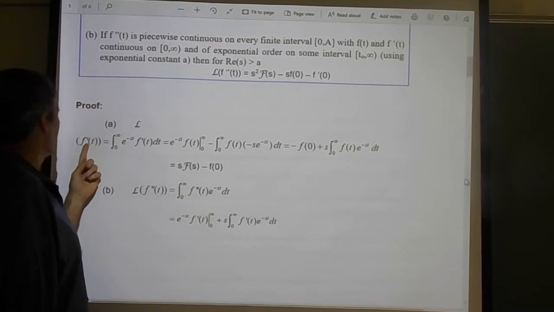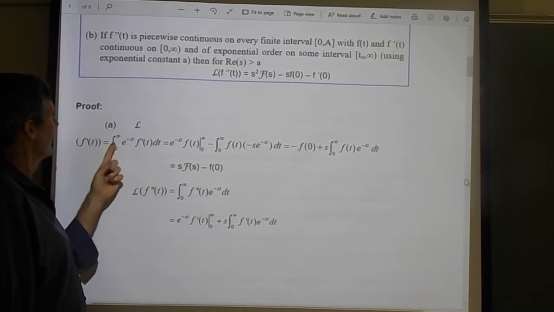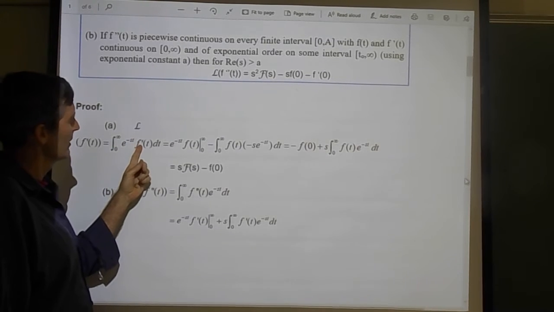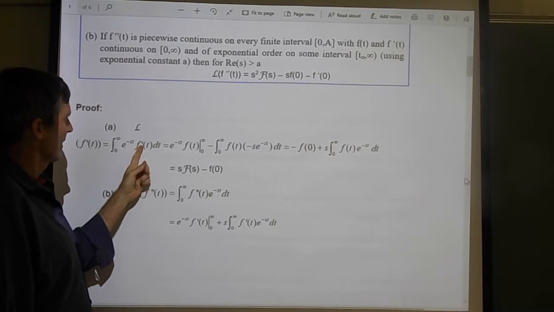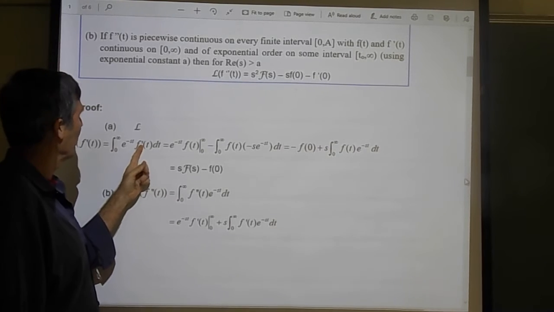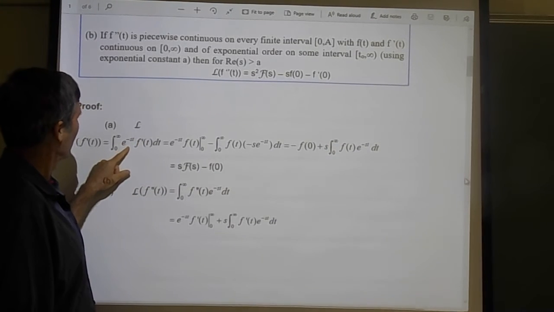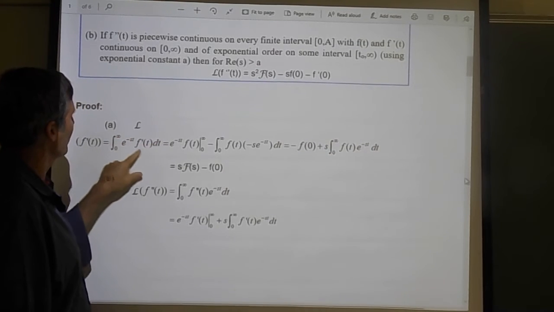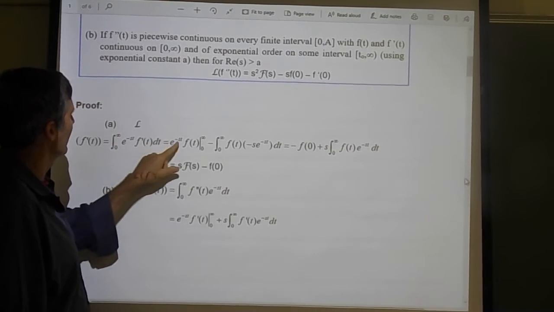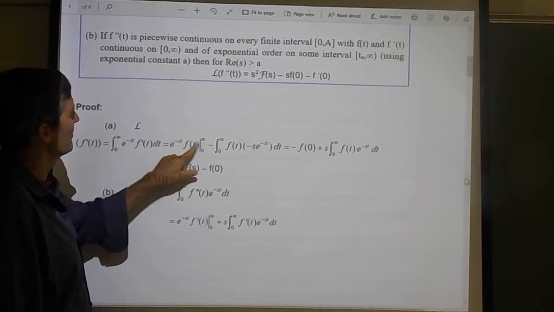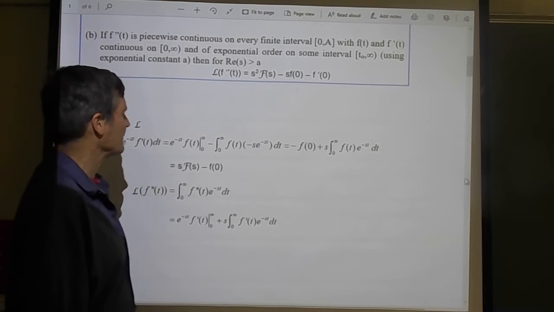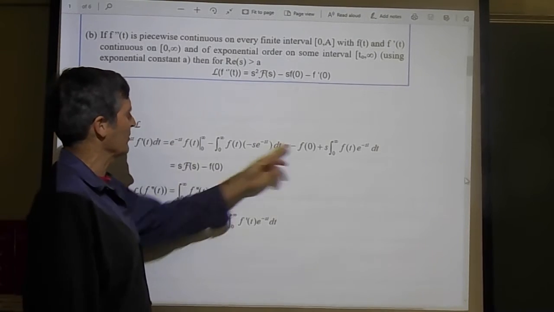The Laplace transform of the derivative is defined this way: e to the minus st times the derivative. Then, if you apply integration by parts, taking u equal e to the minus st and dv equal f prime of t dt, then v, this is uv minus integral v du. When you evaluate this one, it's minus f of 0.